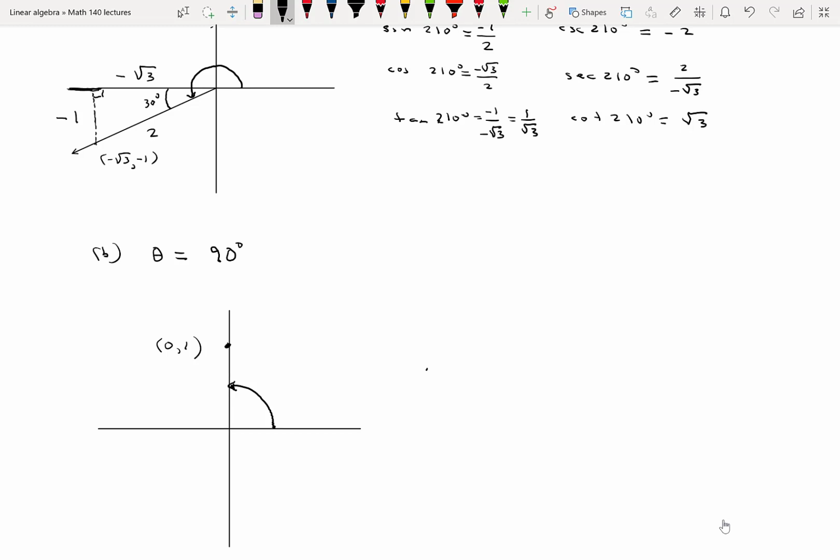R is the distance from the origin up to the point. So if A is 0 and B is 1, what must R be? The distance from 0 to 1 is 1. And it's over. Well, for the most part, we still have to write out the 6 trig functions. The sine of 90, the cosine of 90 degrees, the tangent of 90 degrees, the cosecant of 90 degrees, the secant of 90 degrees, and the cotangent of 90 degrees.